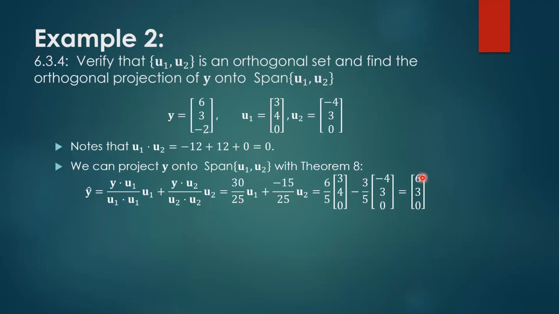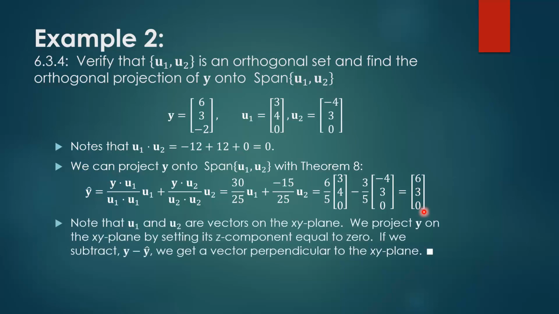Your projection 6, 3 would be the shadow that this would cast on the xy plane if the shadow was coming from the bottom. So if we subtract these two vectors, the y vector and the y hat vector, we're going to get 6 minus 6, 3 minus 3, so that's 0, 0, and then -2 minus 0, so that's just going to be a 0, 0, -2 vector, which is a vector that is in fact perpendicular to the xy plane.